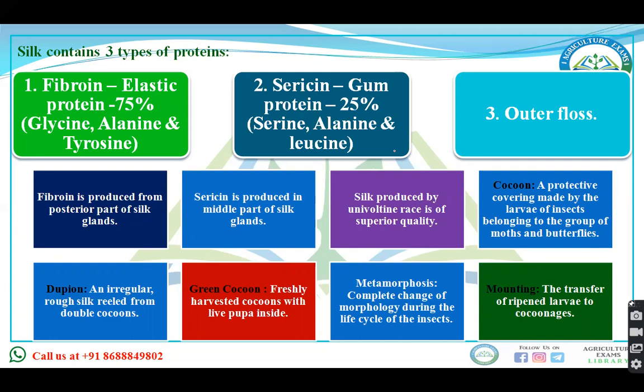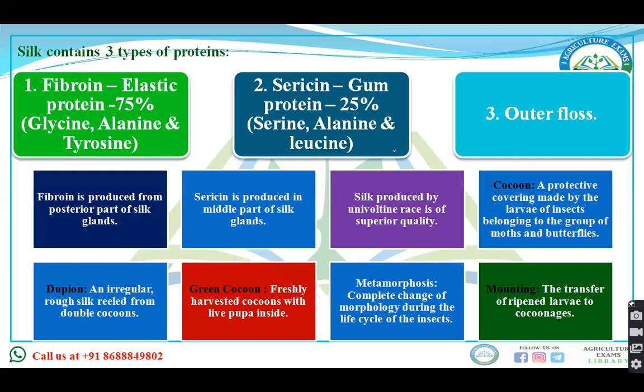Okay. Now, silk which produces only one generation in a year, that is univoltine; two generations in a year, that is bivoltine. Then silk produced by the univoltine race is of superior quality. Okay. When you talk about the cocoon, that is the protective covering made by the larva of insects belonging to the group of moths and butterflies. And dupion is the irregular or rough silk reeled from the double cocoon. Okay, that is dupion. Green cocoon is freshly harvested cocoon.